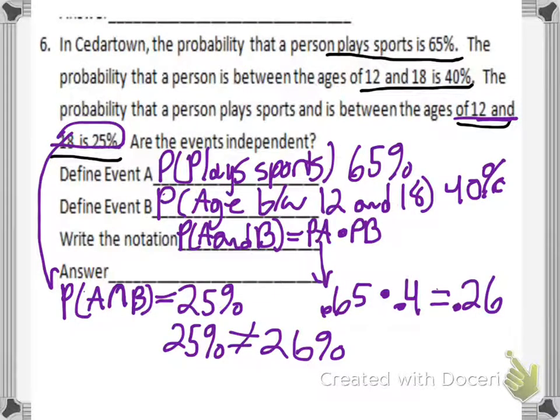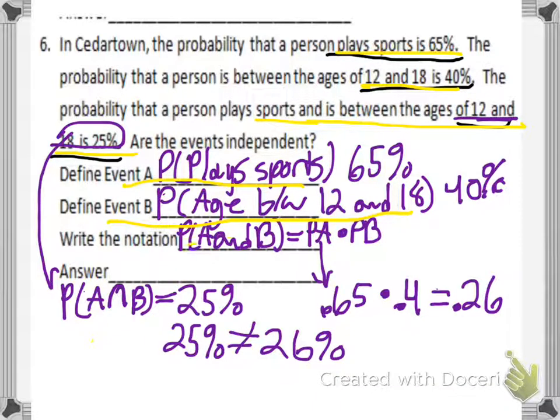6, in Cedartown, the probability that a person plays sports is 65%. The probability that a person is between the ages of 12 and 18 is 40%. So these two are event A and event B. Person plays sports, event A. Person that is between the ages of 12 and 18. Our intersection of these is a person that plays sports and is between the age of 18 is 25%. So now the intersection here is going to be 25%.